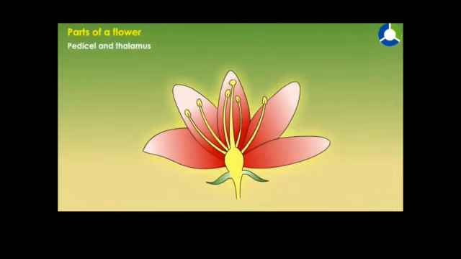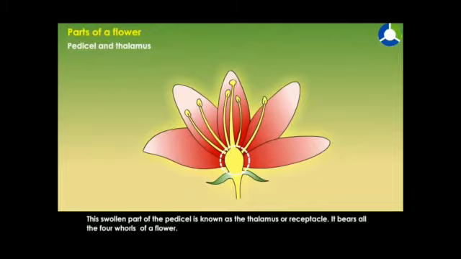Pedicel and thalamus. The flower is borne on a stalk called pedicel. The uppermost end of the pedicel is swollen. This swollen part of the pedicel is known as the thalamus or receptacle. It bears all the four whorls of a flower.